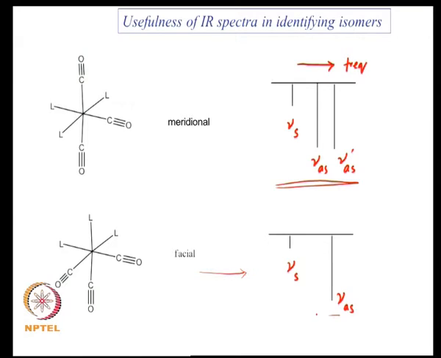So, based on the elemental formula, you would be able to distinguish the MCO2 and the MCO3 systems. And once you know how many carbon monoxides are there, you can figure out the geometry of the complex, whether it is cis or trans, whether it is facial or meridional, depending on the number of carbon monoxide bands that you have.